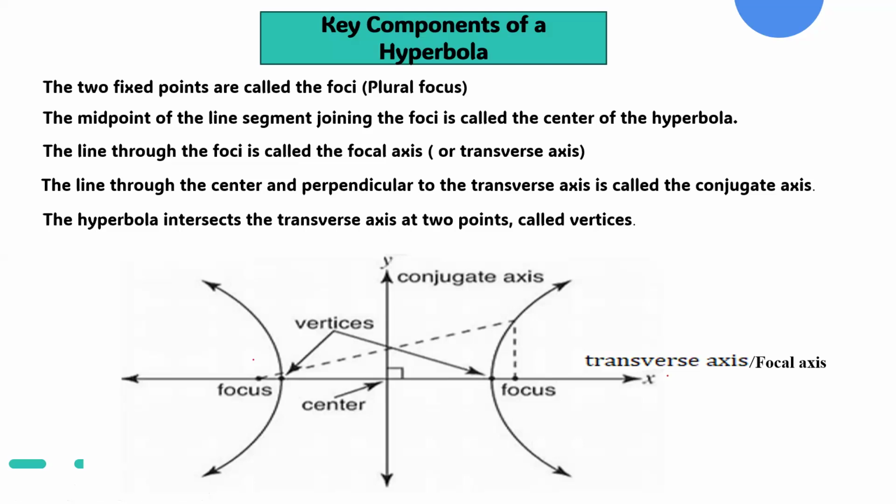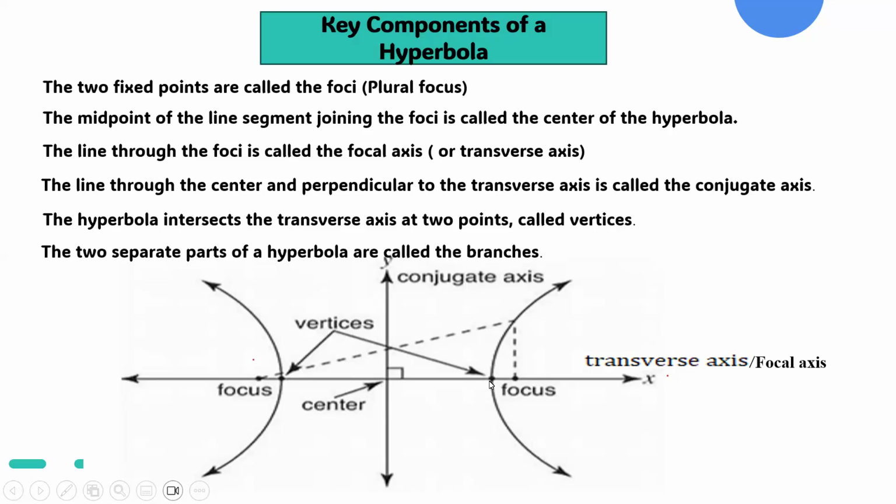The hyperbola intersects the transverse axis at 2 points called vertices. So we have two vertices. We have one here, this point here, where this hyperbola intersects the x-axis or the transverse axis, and we have another one here. The two separate parts of a hyperbola are called the branches. So we have one here and we have the other one here. These are called branches.